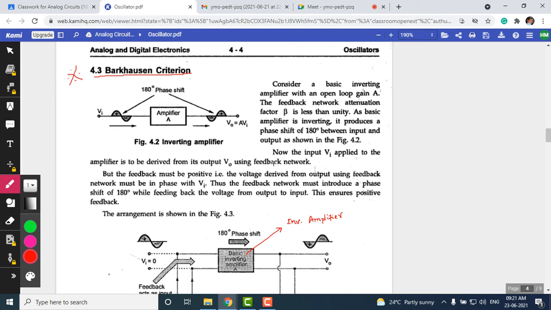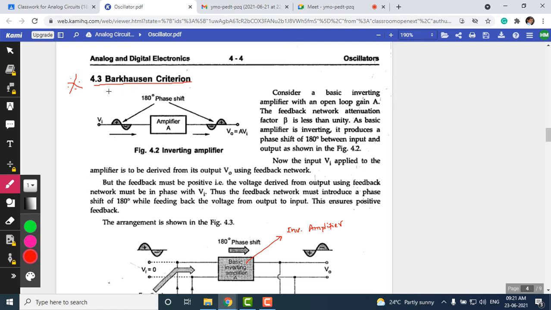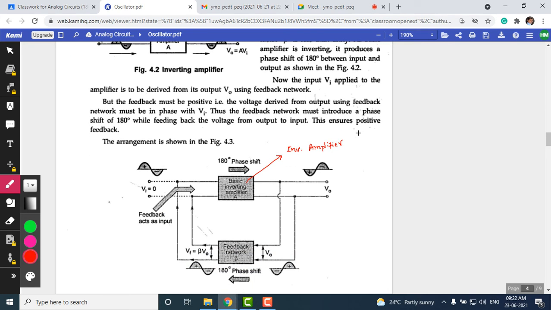Let us try to understand next the Barkhausen criteria. The Barkhausen criteria is important to understand how an oscillator produces an oscillation. This is also important from an examination perspective. Here we are considering an inverting amplifier. As you can see, with a sinusoidal signal fed as input, you can observe a 180-degree phase shift at the output, because the amplifier type is inverting. The feedback is basically an attenuation network, and if I choose its beta value less than unity, we can see what kind of results it produces at the output.